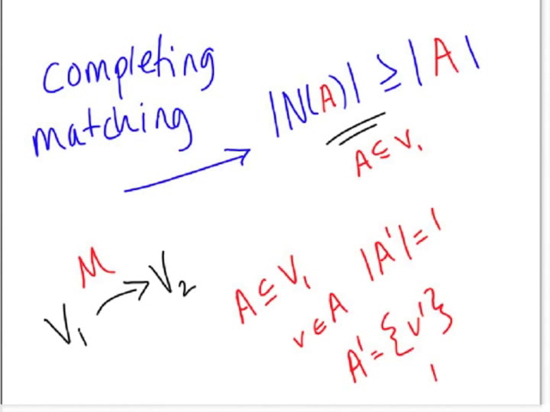And so the cardinality of the neighboring set of A prime must also be at least 1. And so this sufficiently proves that if we have a complete matching, this implies that Hall's condition is true.